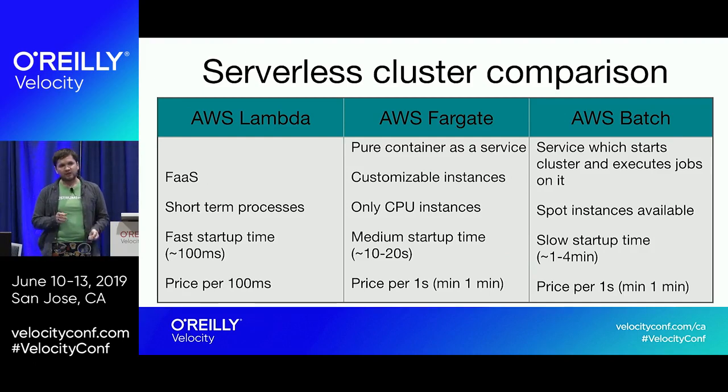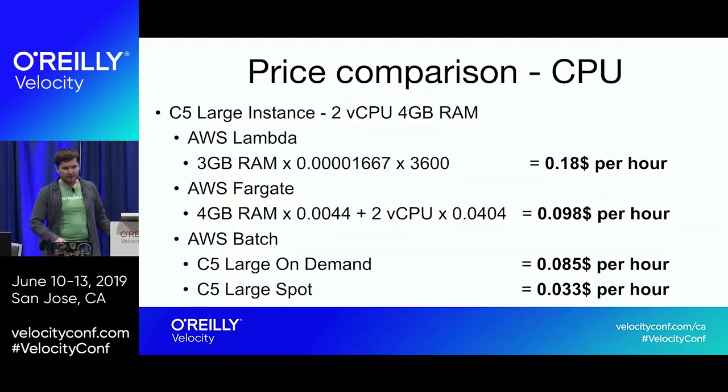But with Fargate and Batch, you need to remember that although pricing is per second, the minimum billing time is 1 minute. So if your job is under 1 minute, let's say 45 seconds, you may want to work with AWS Lambda.